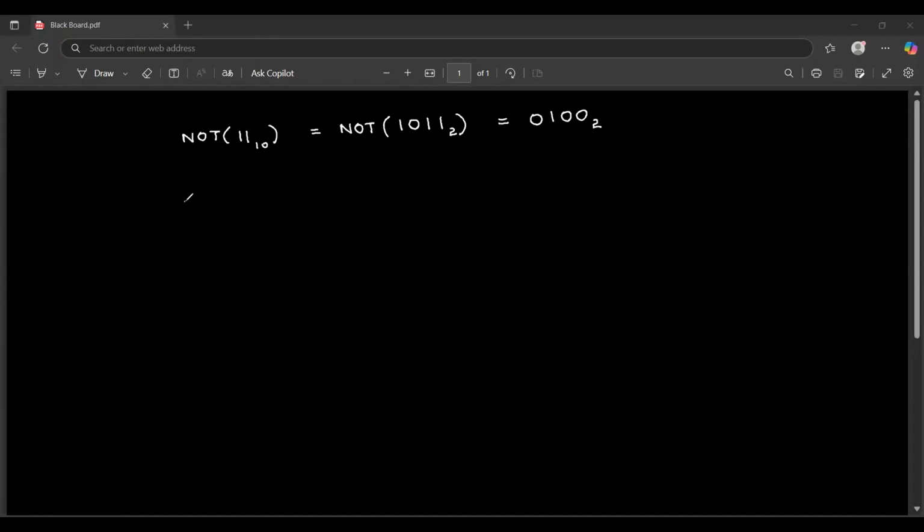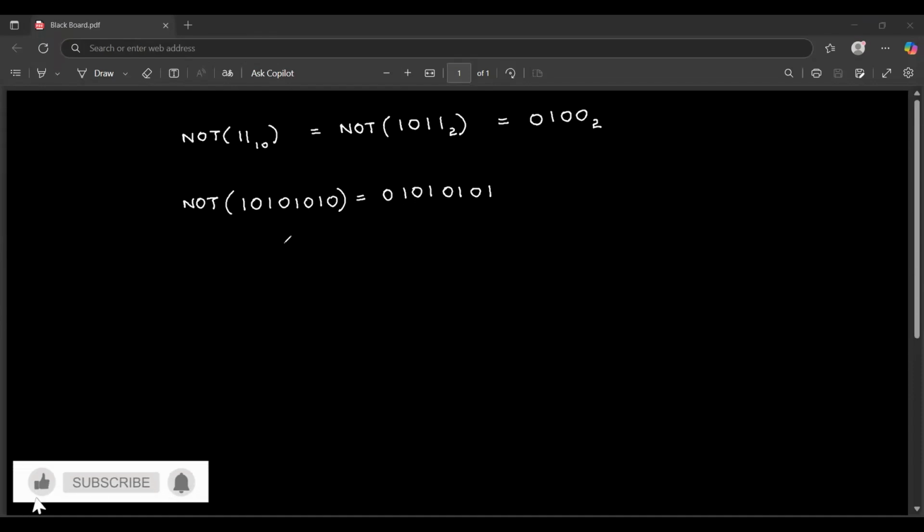What about if we have an 8-bit system? Something like this: 10101010. If it's an 8-bit system, well then the output will be 01010101. You can't remove this 0. Why? It's an 8-bit system. You have to use 8 bits, whether you like it or not. So why do I focus more on the 8-bit system?